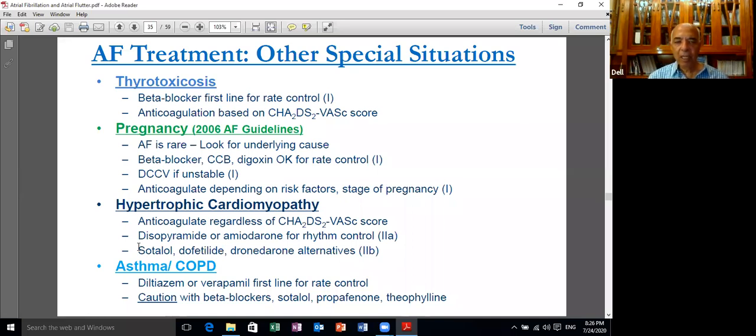Hypertrophic cardiomyopathy: don't apply the CHA2DS2-VASc score. They should be anticoagulated irrespective of what. Disopyramide is not available in the world market and obviously is not available in Egypt, but the guideline is keeping it because it has an effect on obstructive cardiomyopathy. As you know, amiodarone is probably the drug of choice, but still you can use alternatives, including sotalol, propafenone, and amiodarone. Asthma and chronic obstructive lung disease: be cautious with beta blockers. Don't try to play with these things by testing them for reactivity or something like that. Sometimes asthma occurs in a severe form just by giving the beta blocker, particularly in patients with chronic lung disease.